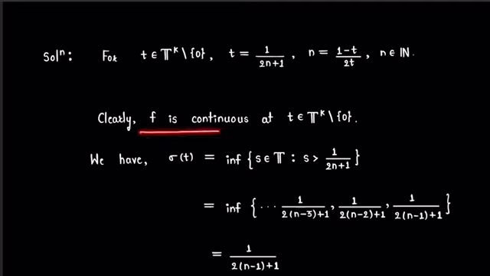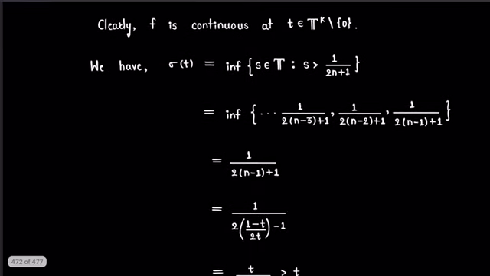Now clearly f is continuous at this non-zero point t in set T to the power k. And further we have sigma t is the infimum of the set of all points s in time scale T such that s is strictly greater than 1 divided by 2n plus 1. So this set will contain points of the form 1 divided by 2n minus 1 plus 1, 1 divided by 2n minus 2 plus 1, 1 divided by 2n minus 3 plus 1, and so on. So infinitely many points will be there. And clearly the infimum of this infinite set will be the number 1 divided by 2n minus 1 plus 1.